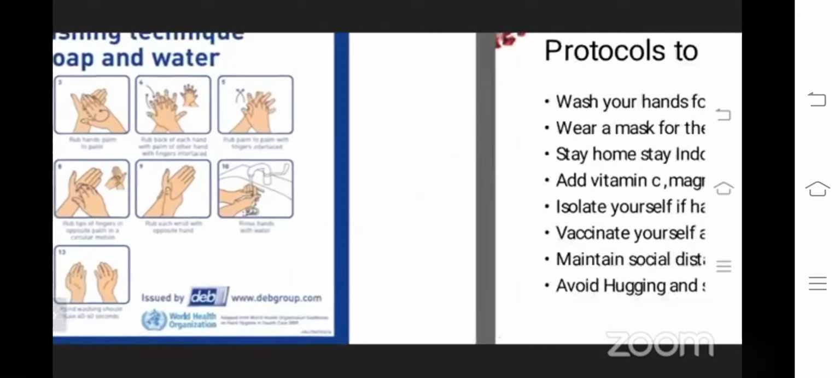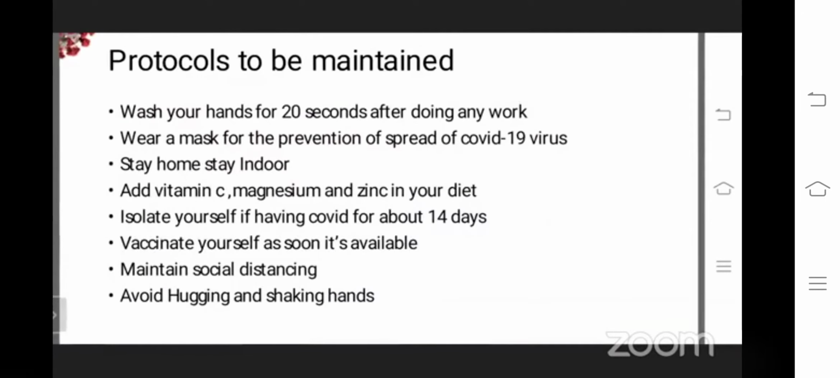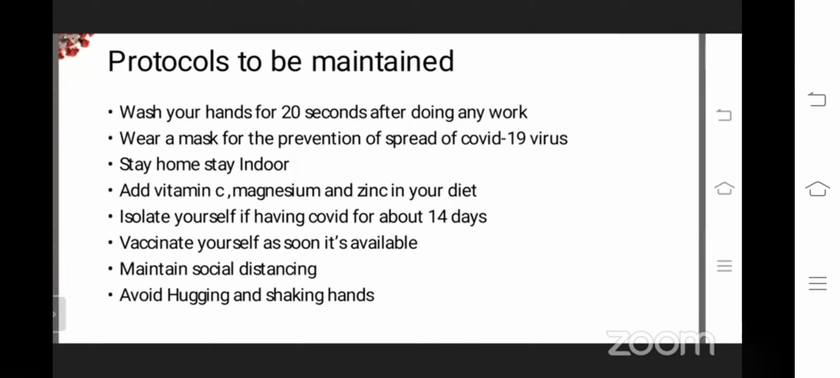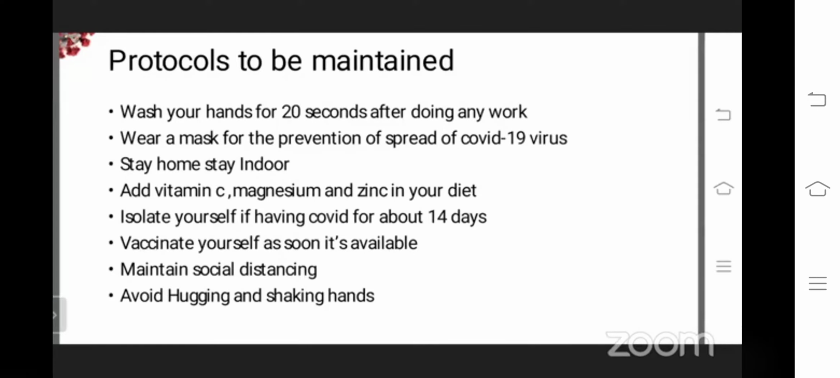And the last, protocols to be maintained. Point number 1, wash your hands for 20 seconds after doing any work. For example, before eating, we should wash our hands, and before that also, for killing the microorganisms, any pathogens present in our hands. Point number 2, wear a mask for the prevention of spread of COVID-19 virus.